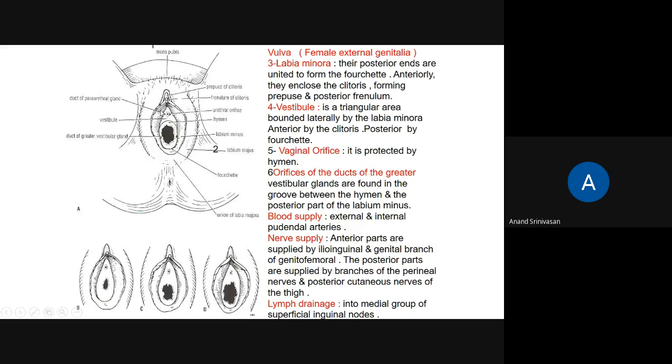The posterior parts of the labia minora unite together to form a structure in front of the external anal opening. This is called the fossa. So this is very important. This is also called the gynecological perineum. Why is this important?